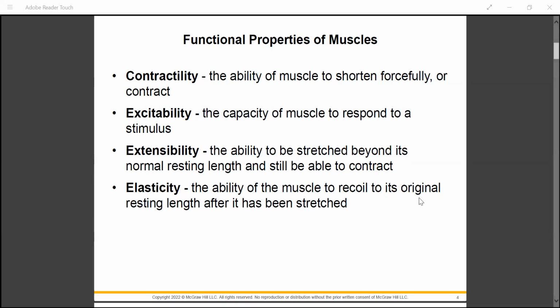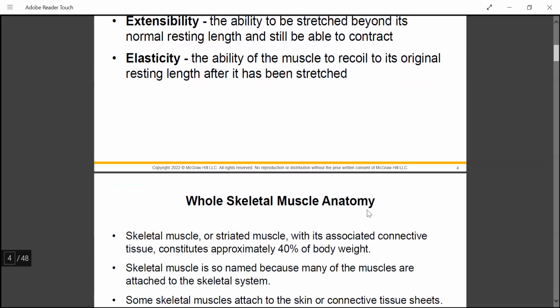So extensibility is the ability to contract from a rest or from a stretched position. Elasticity is the ability to return to original resting length.